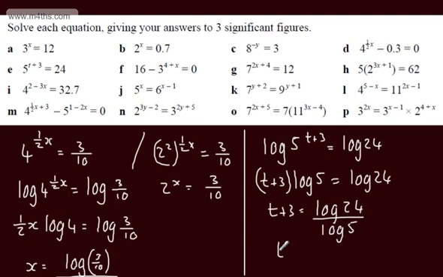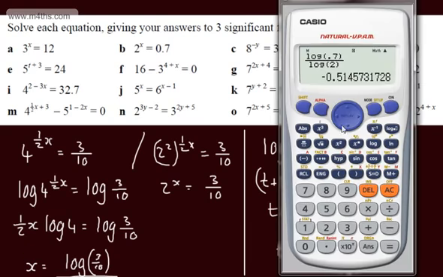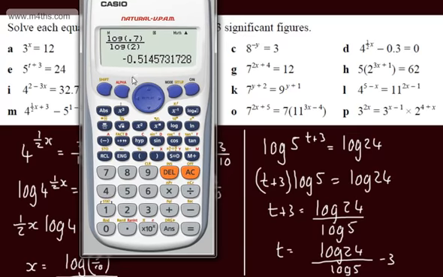We're now going to subtract 3 from both sides, so we have log 24 over log 5 minus 3. And again, we would just simply evaluate that on the calculator and give an answer to 3 significant figures. So if we did that, let's do that. So we got log 24 divided by log 5, and then we're going to add to that minus 3. So let's subtract the 3 from there, and that gives us negative 1.03, correct to 3 significant figures.